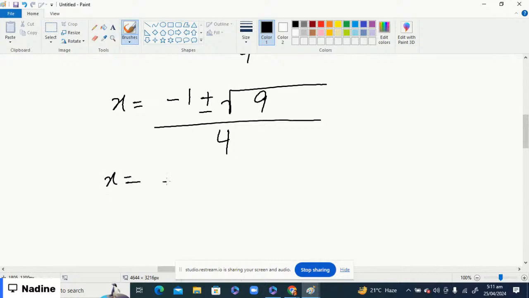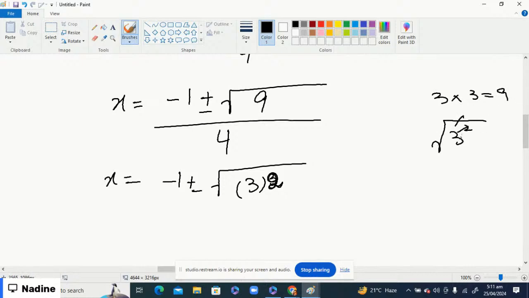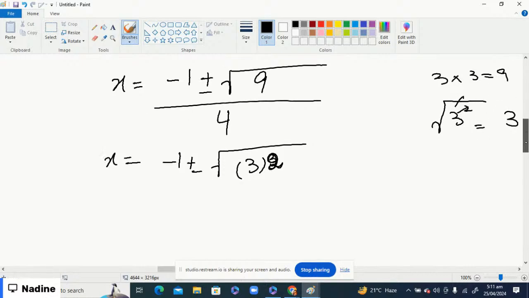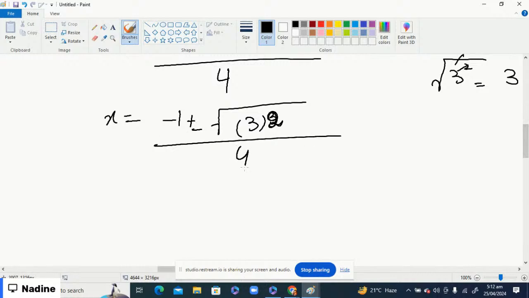What is the square root of 9? It's 3 square. Like, I just put it cube here, sorry. 3 times 3 is 9. So there is 3 square, so this should be 3. Okay. So x is equal to minus 1 plus minus 3 over 4.